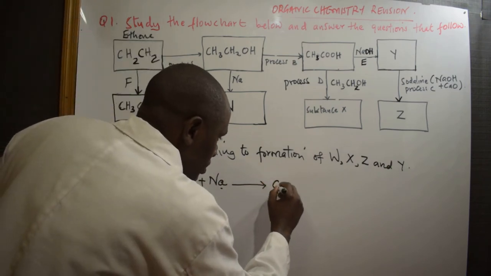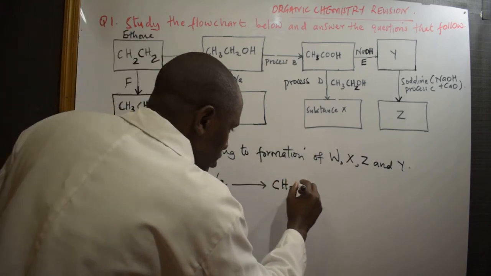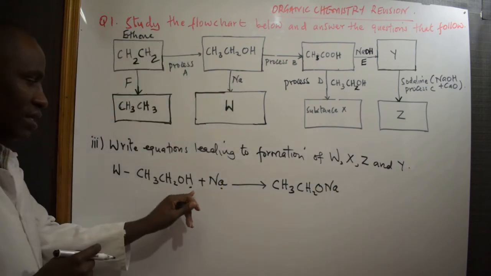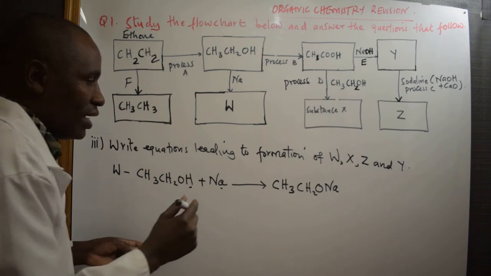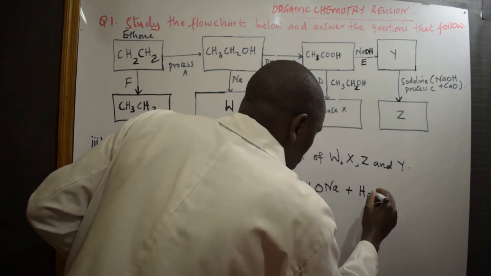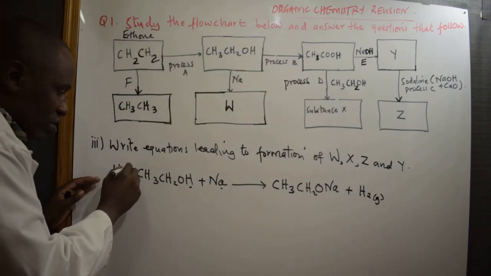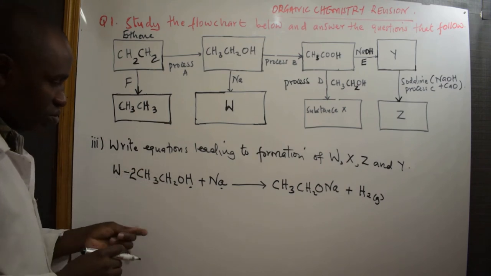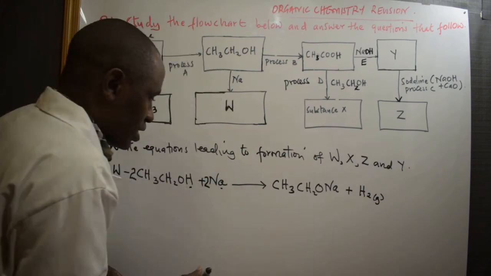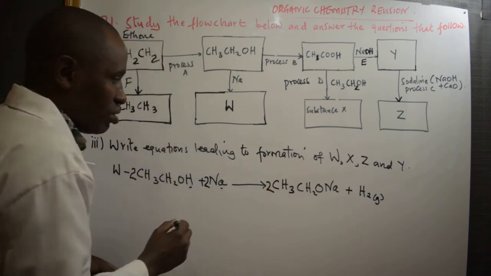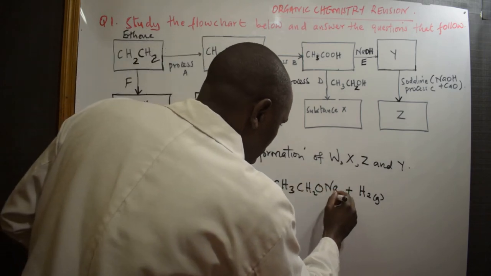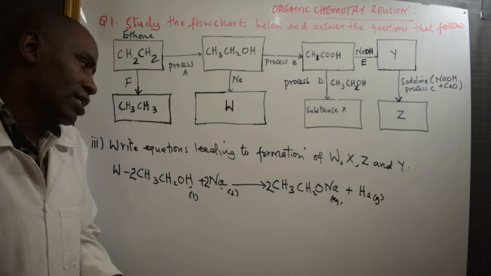Therefore, we're going to have here CH3CH2O, and then we're going to have Na. It's Na which has replaced hydrogen, and then my hydrogen here will form, when two of these ethanol molecules are used, of course, you're going to have two hydrogen atoms being produced, and the two atoms will be able to form your hydrogen gas. So basically, this is what we're talking about. You're going to have that. Now, of course, this is a liquid, this is a solid, this is aqueous, and we have the gas. That is what we're talking about.